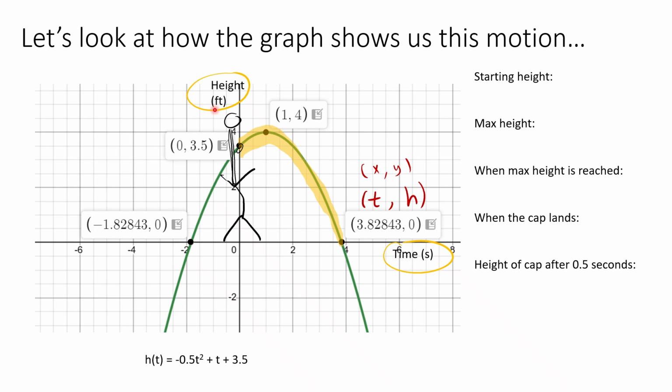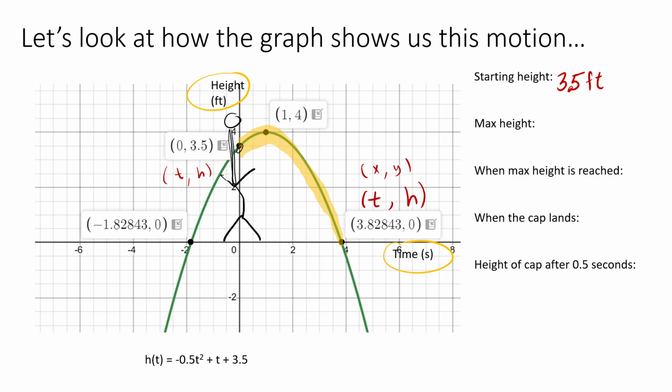All right. So looking at this, what is the starting height? Well, the starting height would be when the time is equal to 0. So we would be looking over here for when the time is 0. And we can see when the time is 0, the height is 3.5 feet. So you are throwing this from a height of 3.5 feet off the ground. So maybe you're sitting on the couch and tossing it from that height, but it starts at 3.5 feet above the ground.